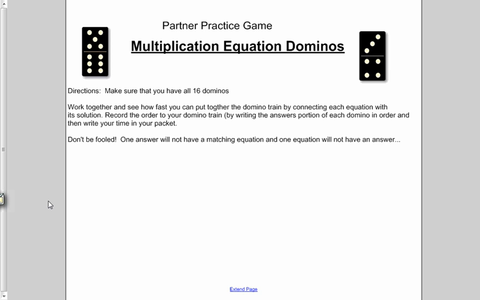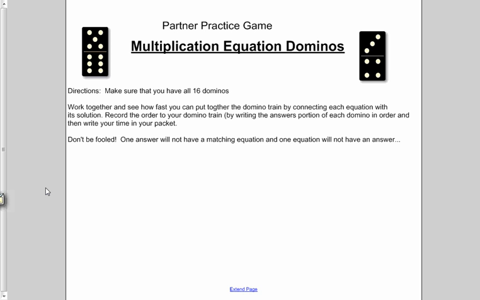Record the order of your domino train by writing down the answer portion of each domino in order on your paper, and then write the time in your packet. Just for fun, go ahead and try to time yourself and see how quickly you can do it. Don't be fooled. One answer will not have a matching equation. That'll be the first domino. We'll just have an answer with no equation before it. And then, of course, the last domino will have an equation, but not an answer. So there is one answer and one equation that does not have a match. So don't get fooled by that.